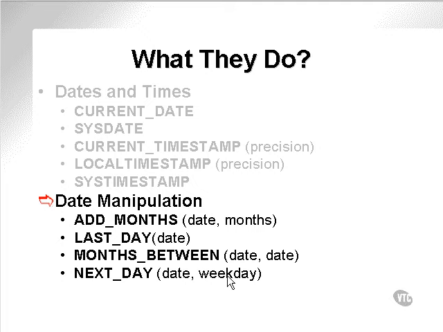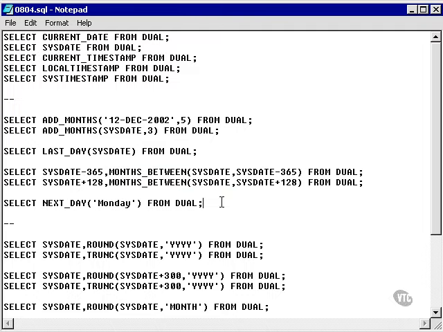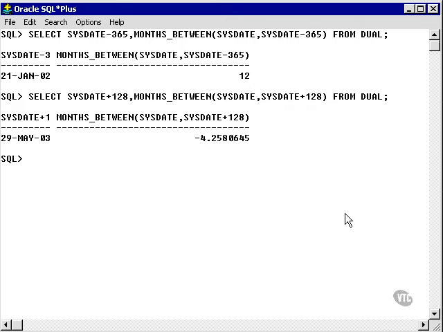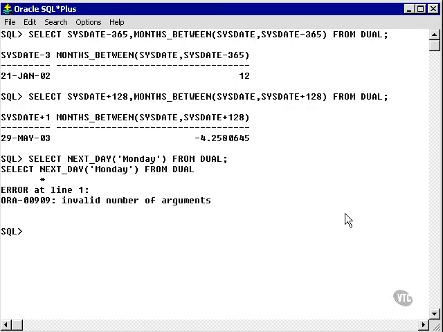Next day requires the input of a date and a weekday, the name of a day. So if I were to put in, for instance, next day Monday, since my current date is the 21st of January 2003, it's a Tuesday. For some reason I have an invalid argument there. The reason is that I didn't put a date in. Now that would certainly help, would it not?